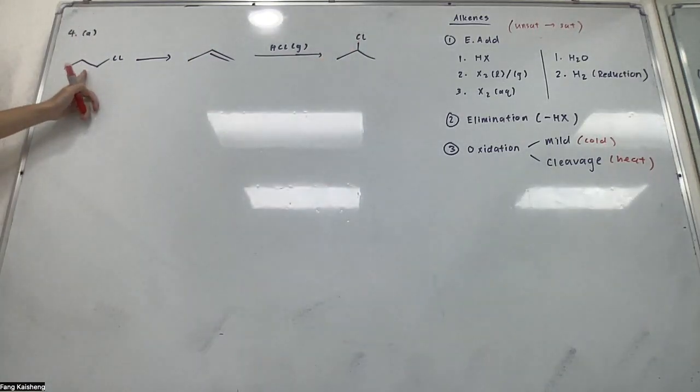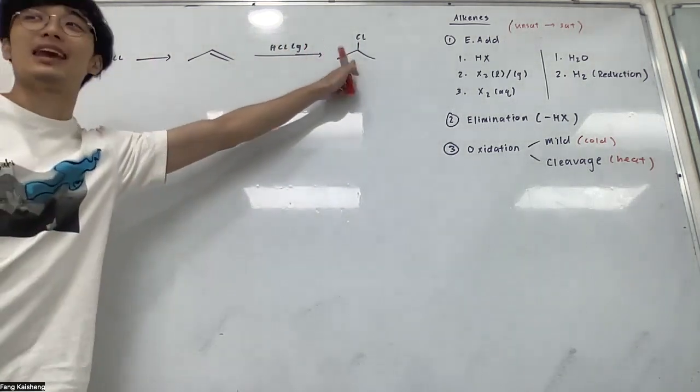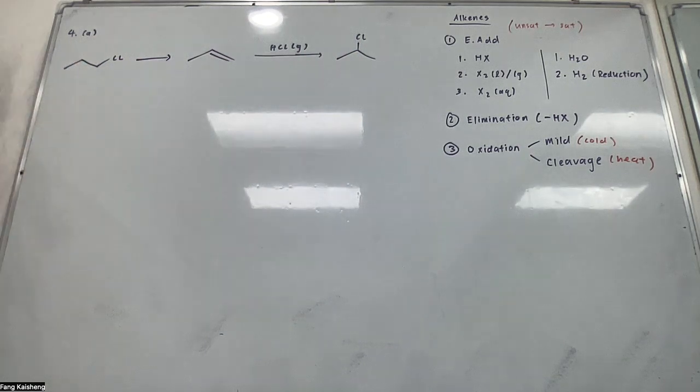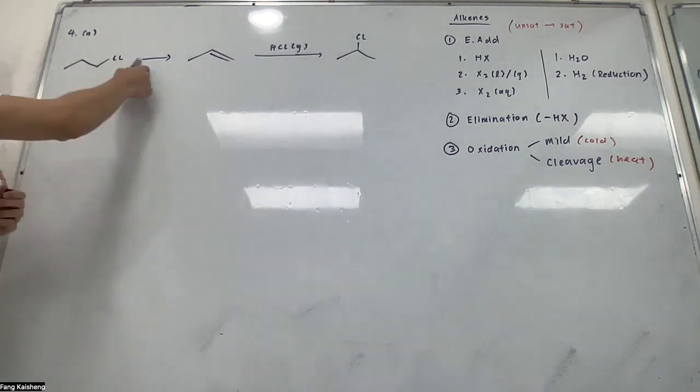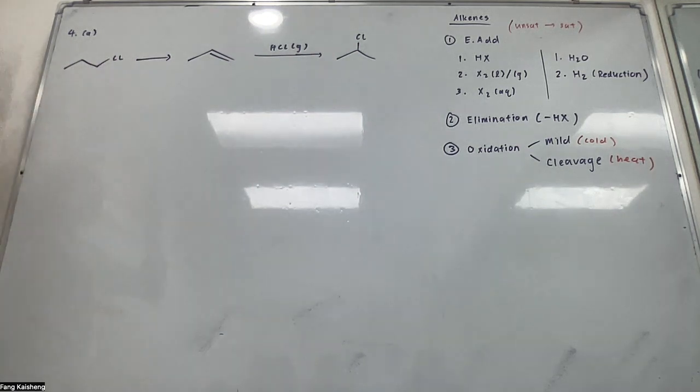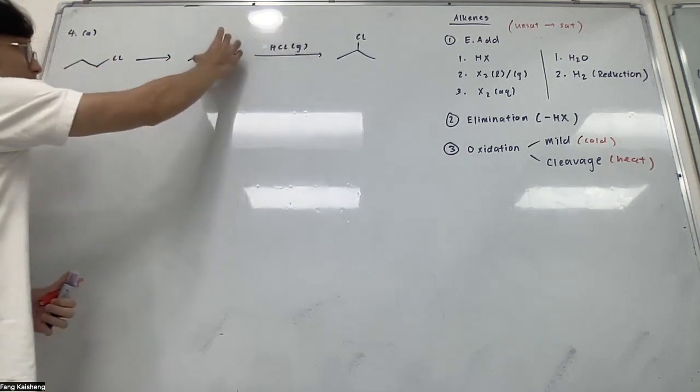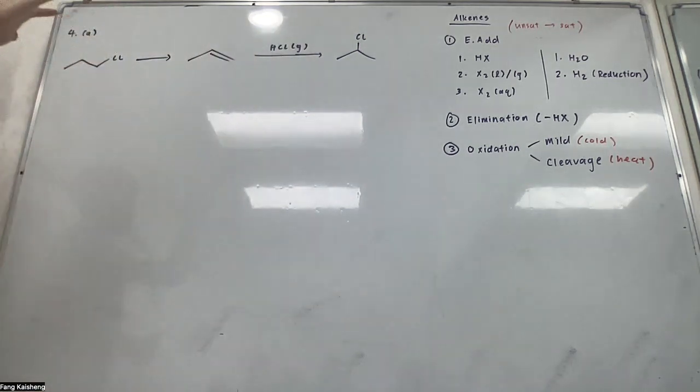It's the exact same question that we did just now. This is more likely to form because it's a secondary carbocation, while this one is a primary carbocation. So that's the answer for this first question. For this kind of question, they mark two things: the reagents and conditions, and the intermediates, everything in between.